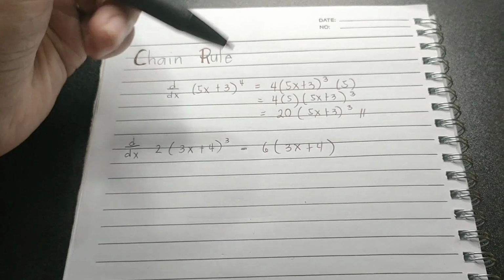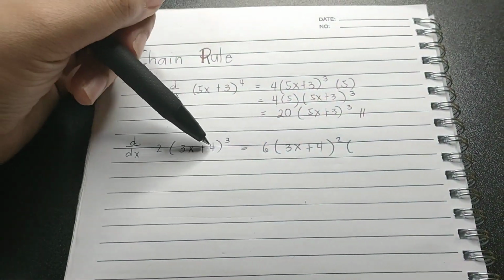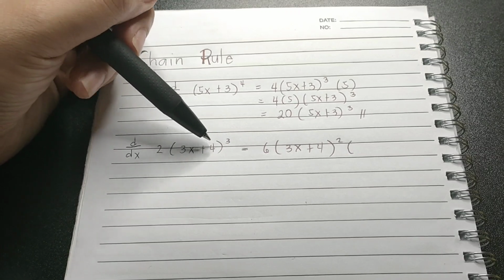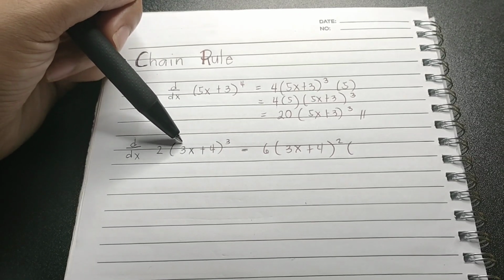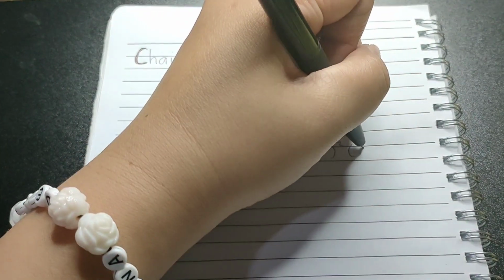3 minus 1 is 2. And then, multiply natin sa derivative ng nasa loob. Ang derivative ng 3x + 4 ay 3 na lang. Because derivative ni 3x ay 3. Derivative ni 4, 0. So, 3 na lang nandito.